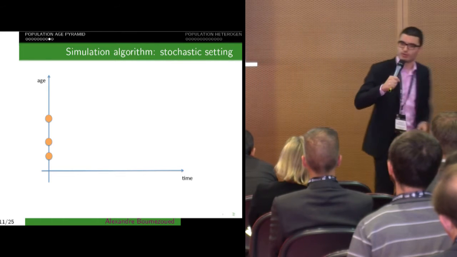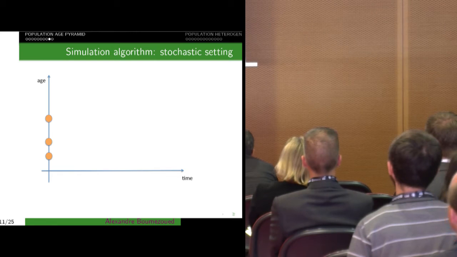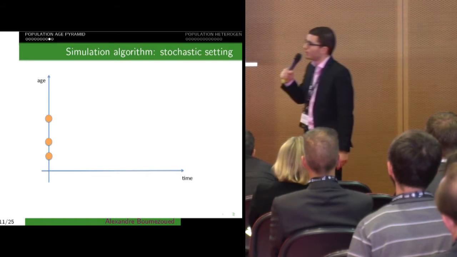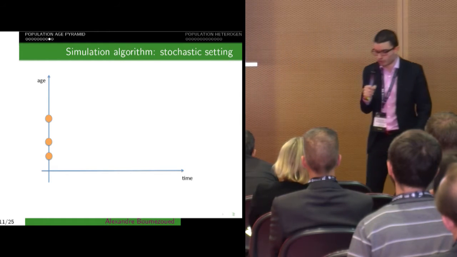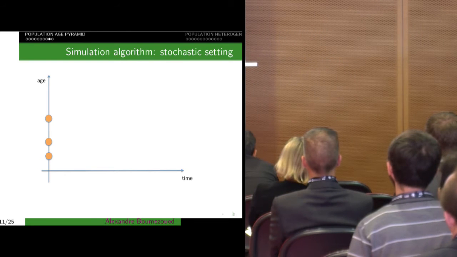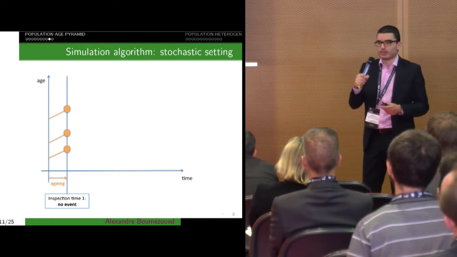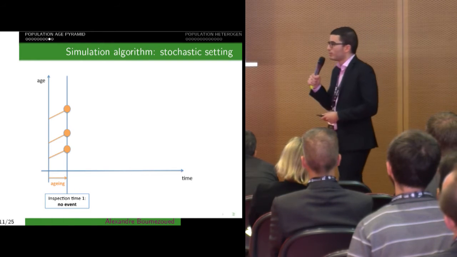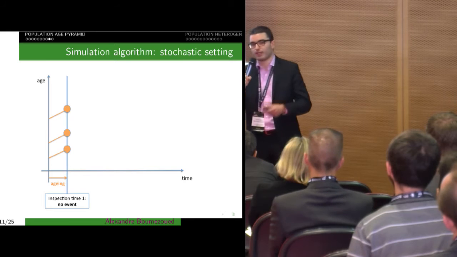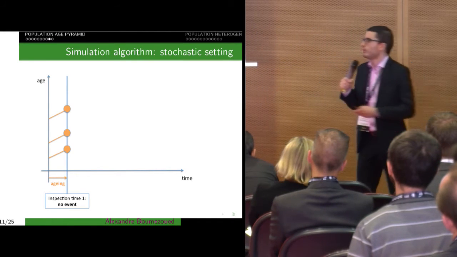Let's take a population where the simple case is quite obvious. You start at time 0 with 3 individuals ordered by age. This one is the youngest, and this one is the oldest. I will show you how the thinning algorithm works. You want to simulate your population stochastically, and how do you do it? The main tool is inspection times. At random times, which are inspection times, you pick an individual and then decide what happens.